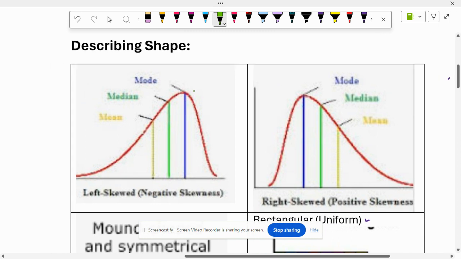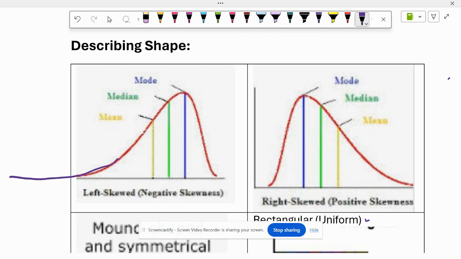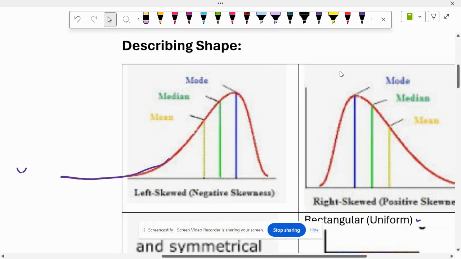Do you notice that if something is left skewed, what happens? What's happening over here? What makes it skew to the left? What's probably living over here? What do you think? One little point called a what? It doesn't fit with the rest of the data at all.